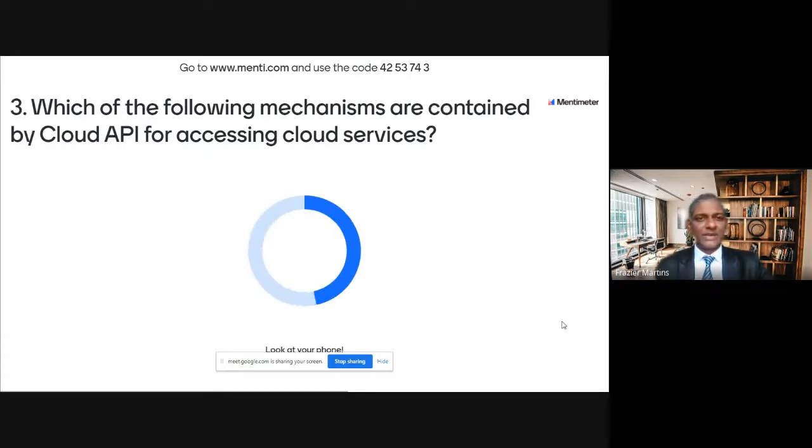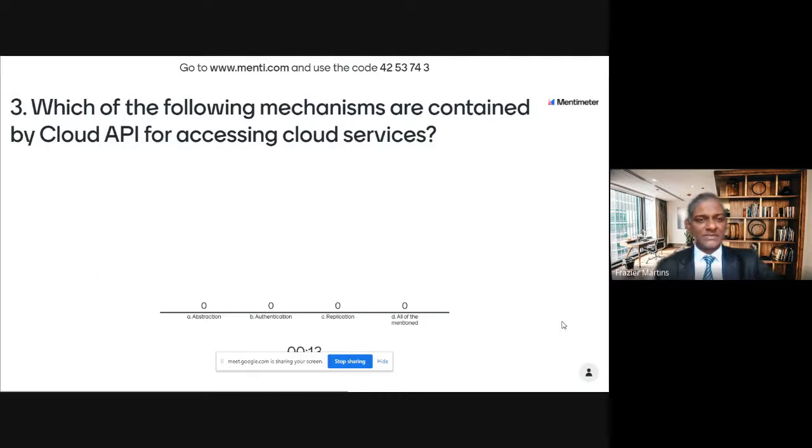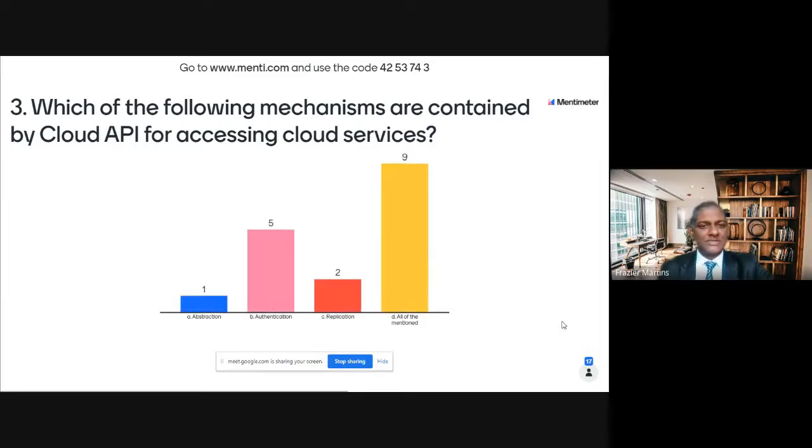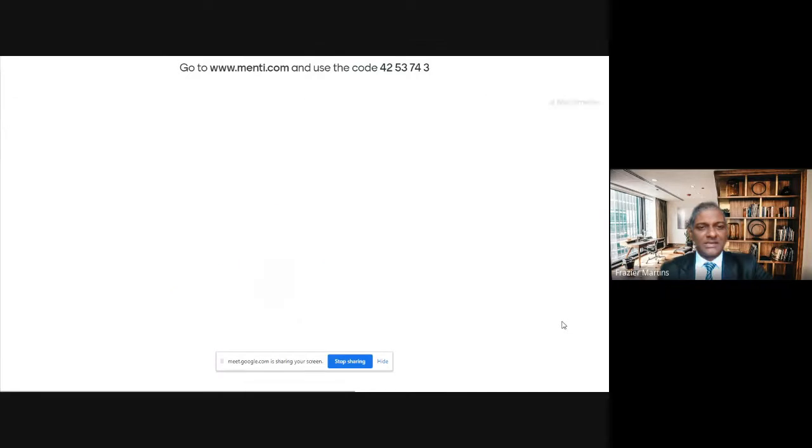Which of the following mechanisms are contained by Cloud API for accessing cloud services? A, abstraction, B, authentication, C, replication, or D, all of the mentioned. Time's up, and D, all of the mentioned, gets the highest vote, but the correct answer is B, authentication, which 5 of you got. Lovely.